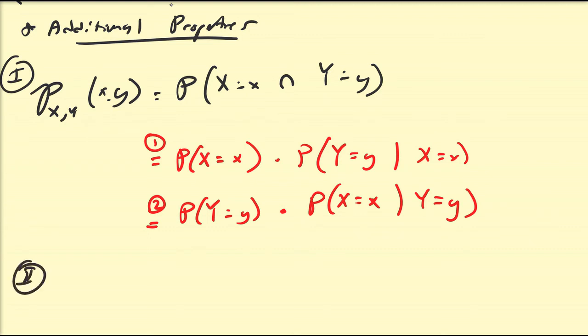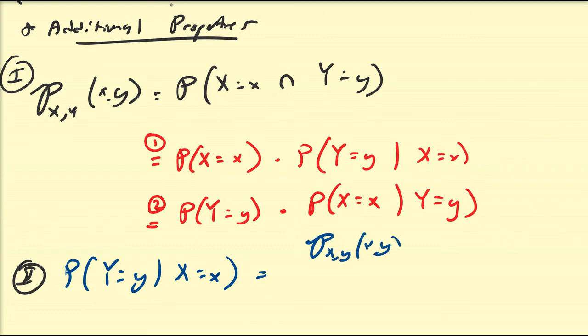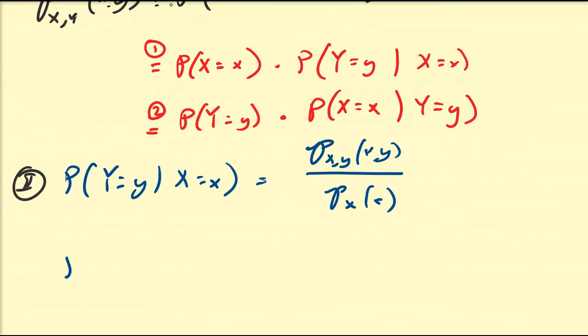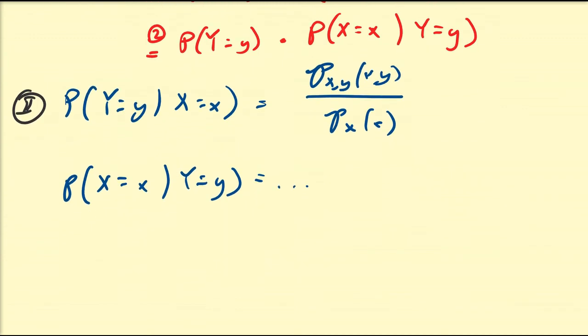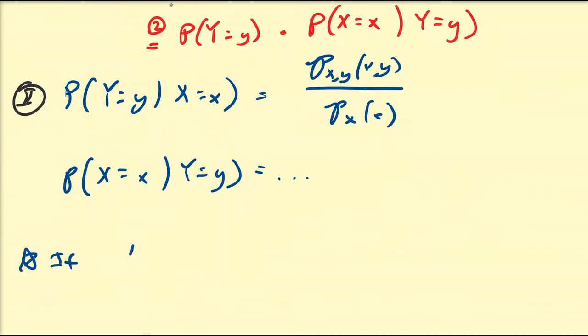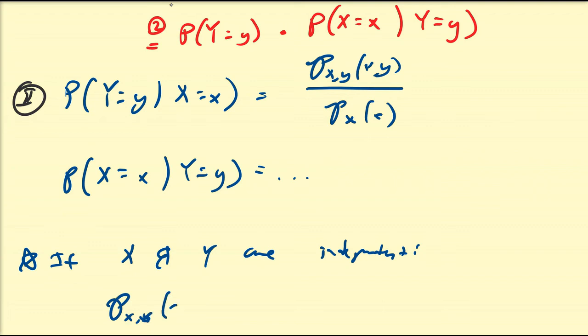And you can get the following as corollaries, namely, the probability that Y is equal to y, given that X is equal to x, can be found by taking the joint probability mass function of x and y and dividing that by the marginal probability mass function of x. And you can also get a similar representation for the other direction. We can also get the following property: if X and Y are independent, then p_XY(x, y) is equal to p_X(x) times p_Y(y).